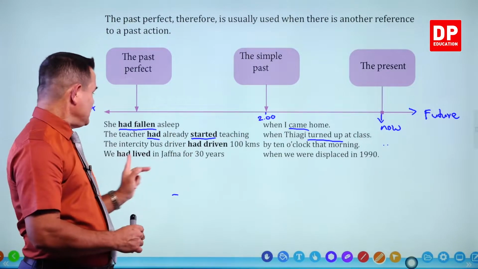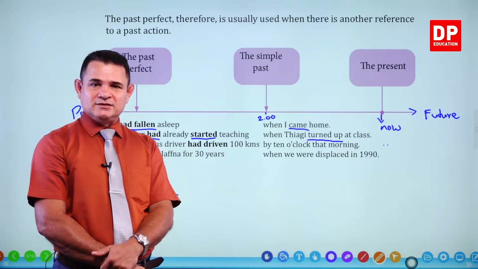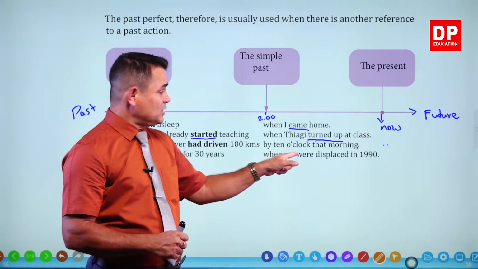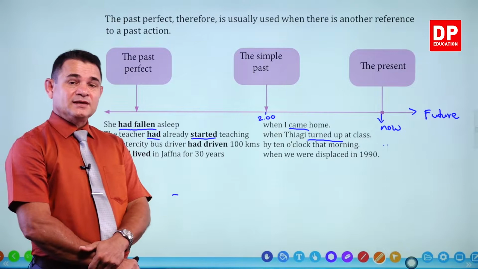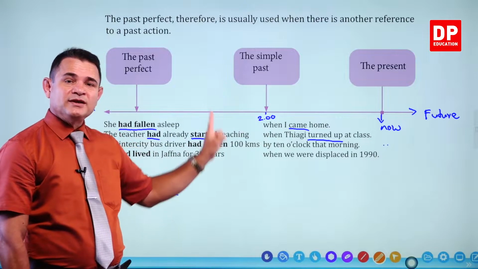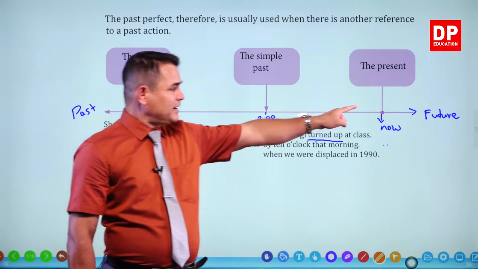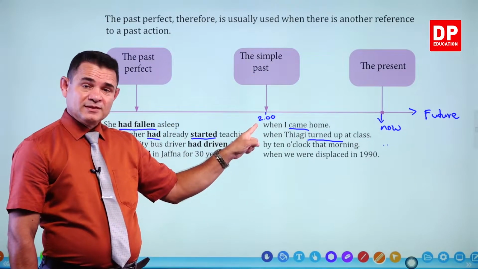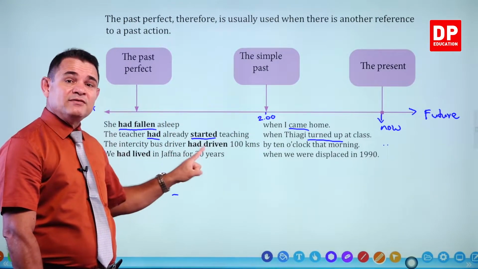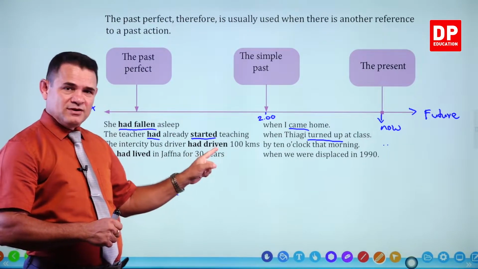The intercity bus driver had driven 100 kilometers by 10 o'clock that morning. So now this sentence is referring to a certain point in the past. 10 o'clock is a certain point in the past. What happened before that is past perfect: had driven. Before that, he had driven 100 kilometers. Had driven.